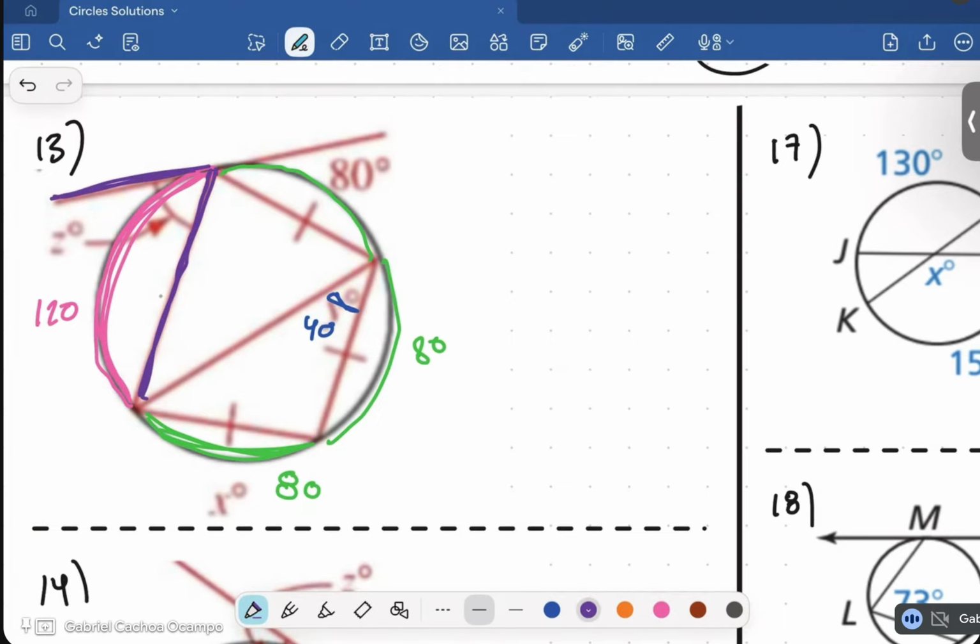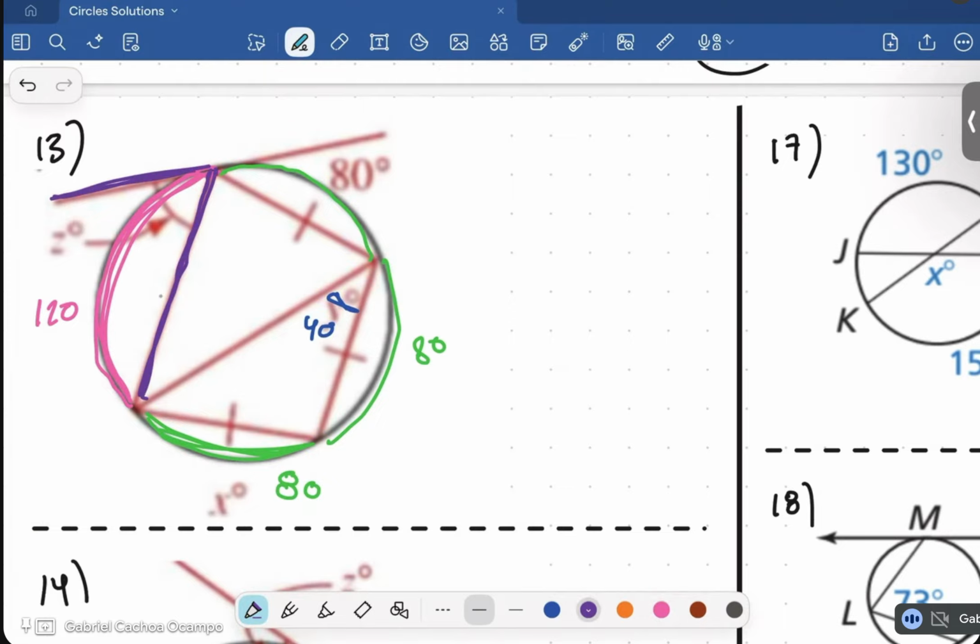Here I have parallel lines, no? If I have parallel lines, that means that I want alternate interior angles, corresponding angles. O sea, for example, something that I can see is that this angle is half of 100, no? Because it's inscribed to 100, so this is 50. So X is also 50. If X is also 50, that means that Y is 100.